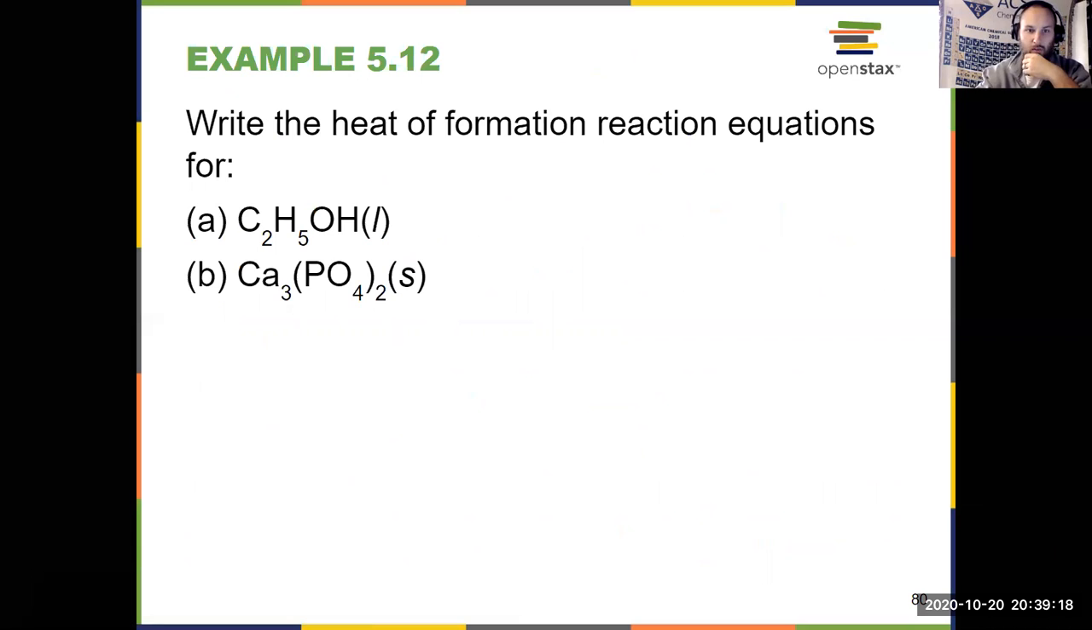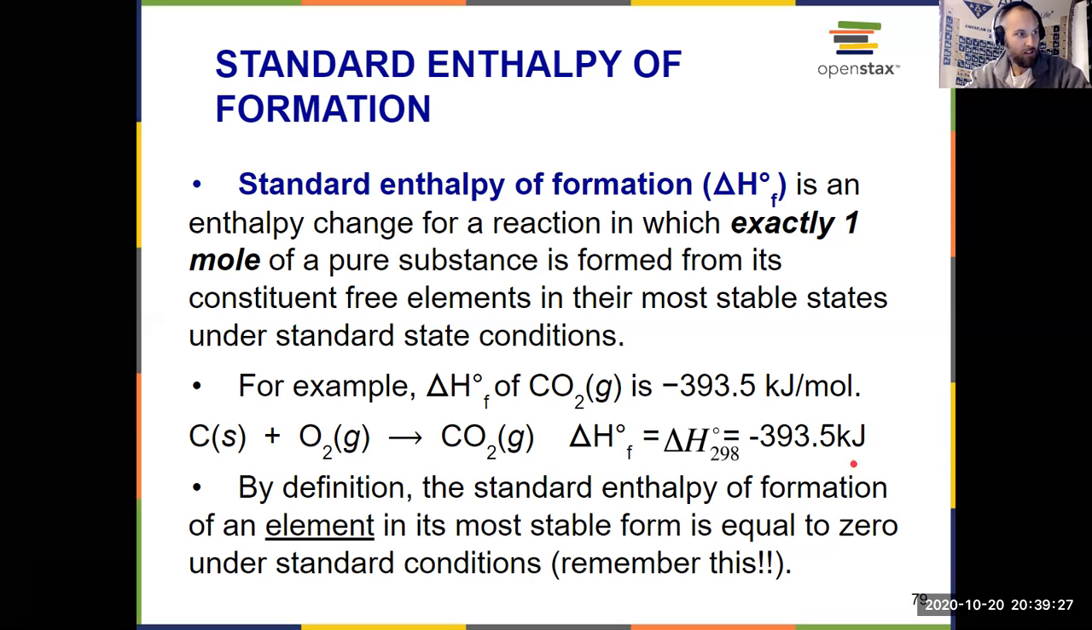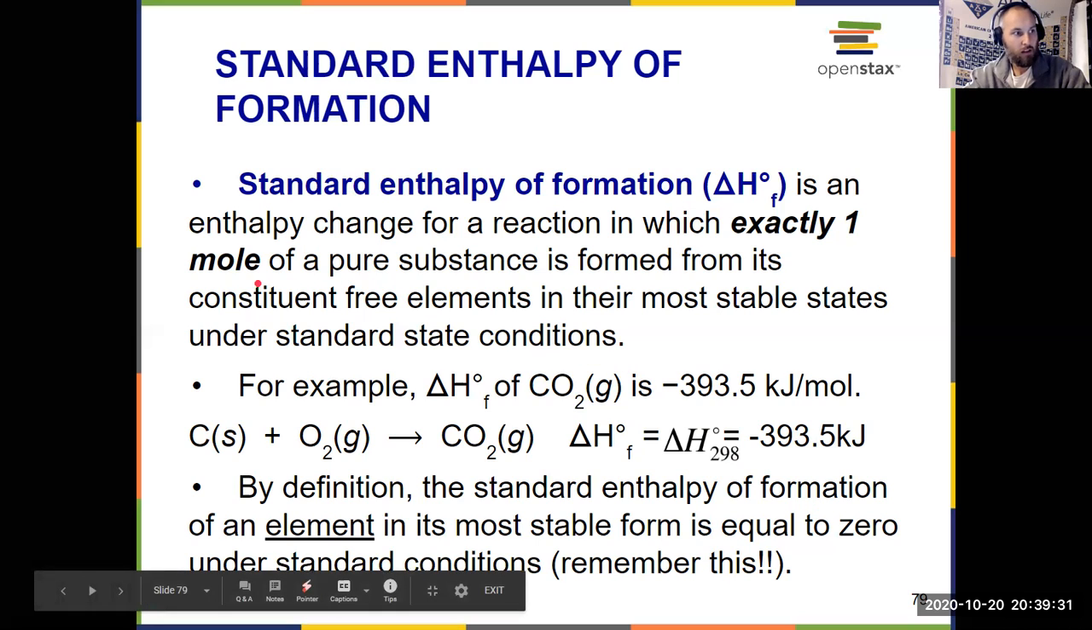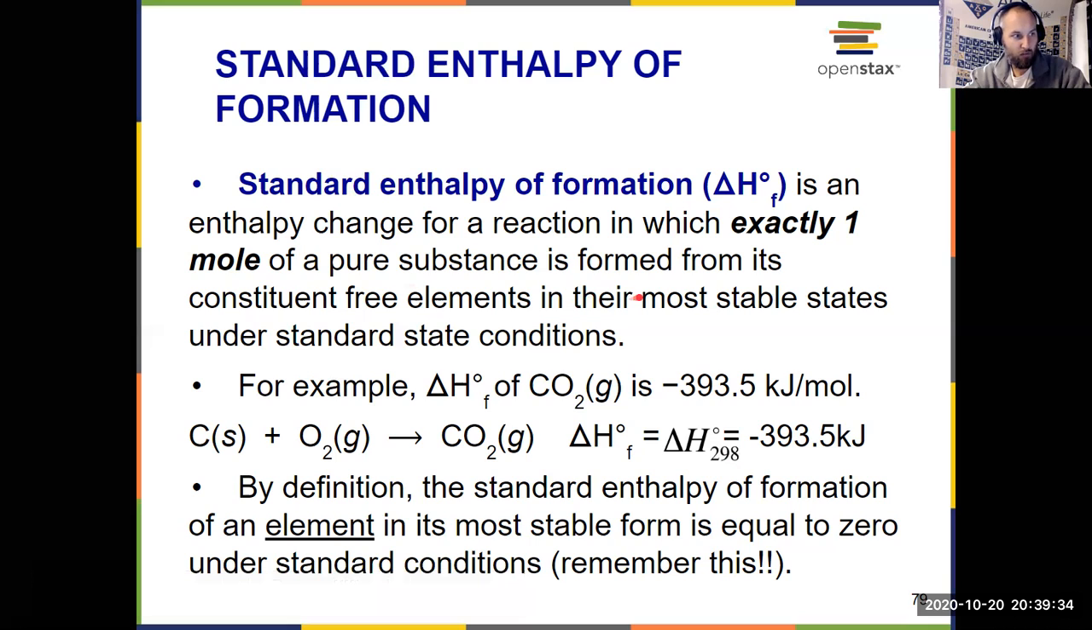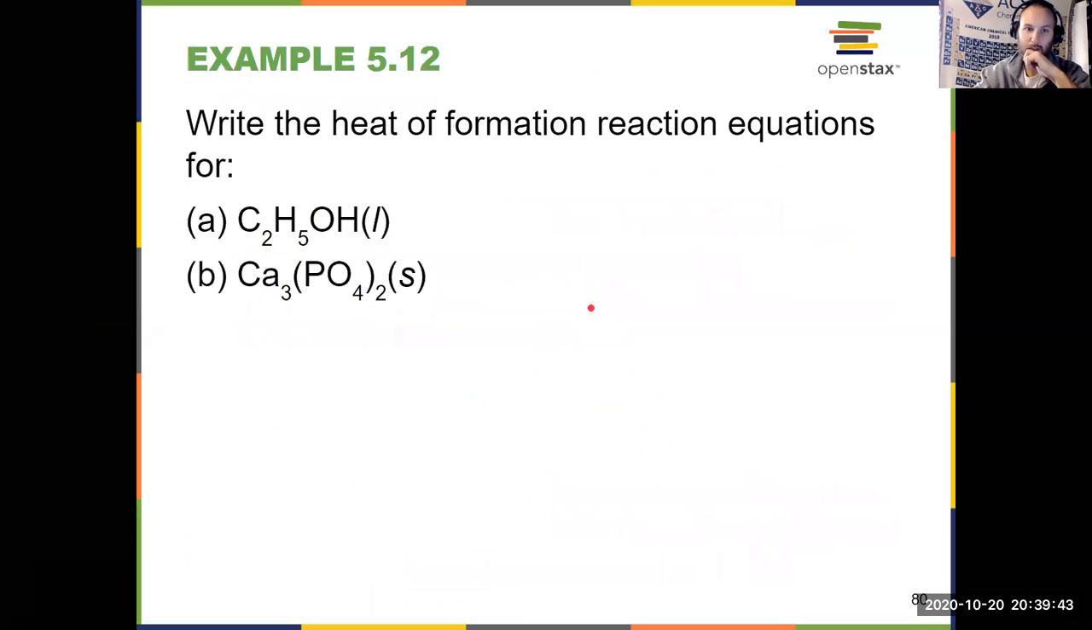Example 5.12 asks us to write a heat of formation equation, first for ethanol and then for calcium phosphate. And when you're writing a heat of formation, we write it as that molecule being formed from its constituent free elements in their most stable states. And that's the key thing to underline there. Okay, so if I'm writing the heat of formation equation for ethanol, I write it as being formed from elemental carbon, elemental hydrogen, and elemental oxygen. Same thing here for calcium phosphate, from elemental calcium, elemental phosphorus, and elemental oxygen.